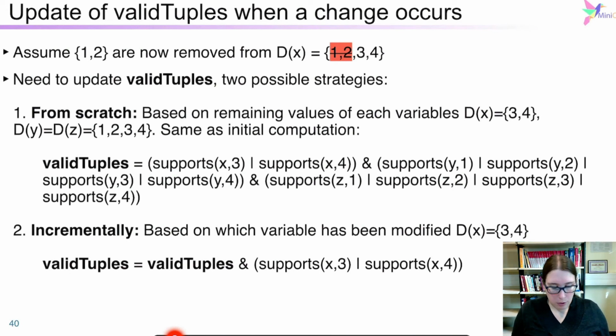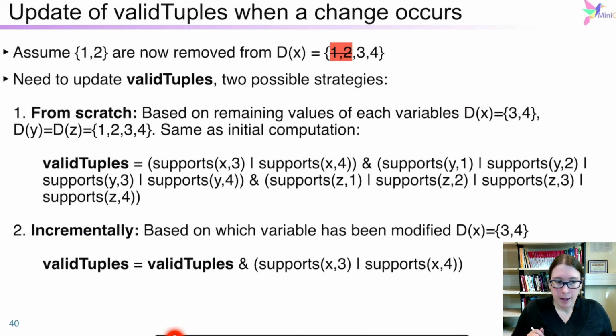Okay, now we have seen how to get the valid tuples and how to filter. But to get the valid tuples, we have in fact 2 possible strategies. So the first one, that was already presented, is the method from scratch. So what is done is that we compute the logical OR between the remaining values for each of the variables, and we do the logical AND in between. And here it's from scratch because each time we are going to recompute completely the valid tuples.